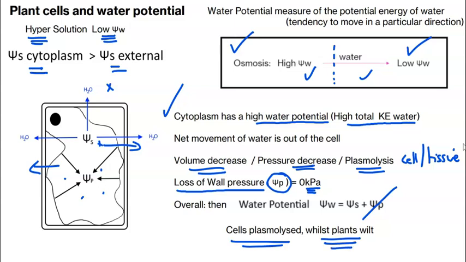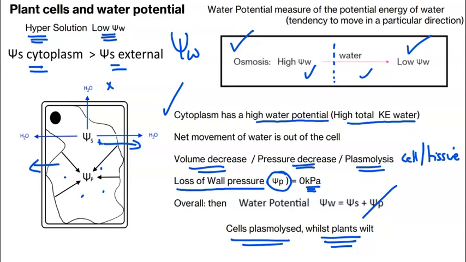As we move through the different parts of the course, looking at animal tissues and plant tissues, the application of water potential in the higher level papers will be in terms of psi W, the water potential.